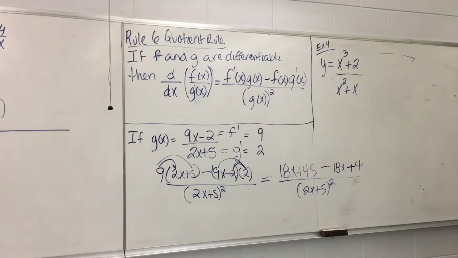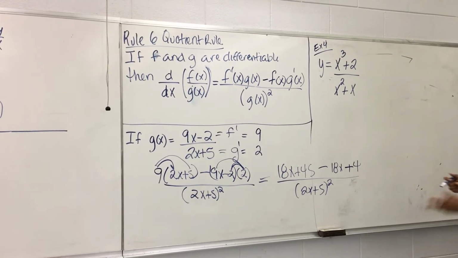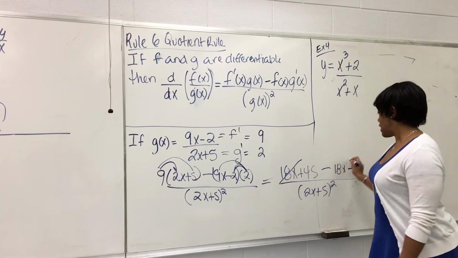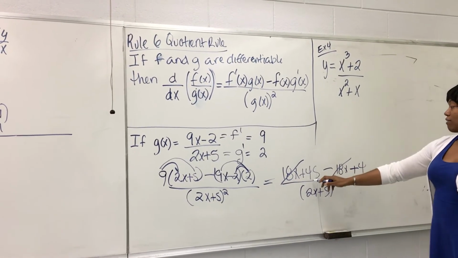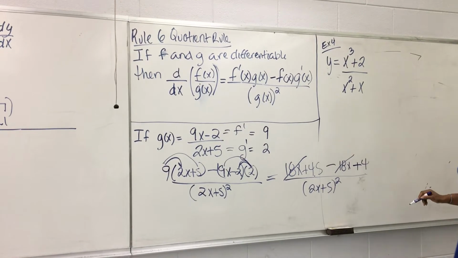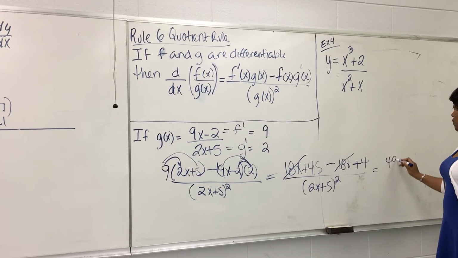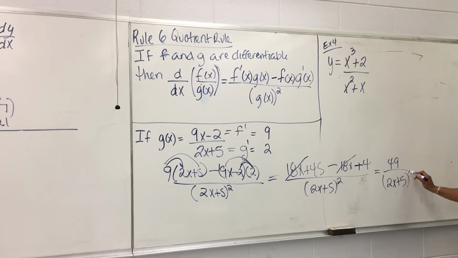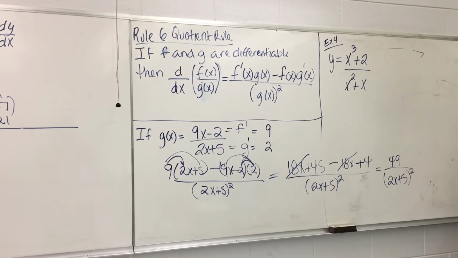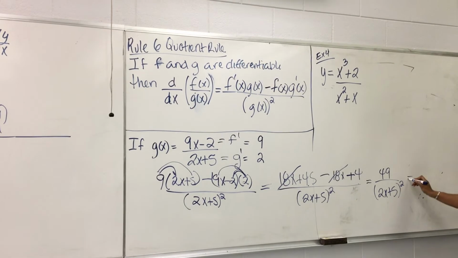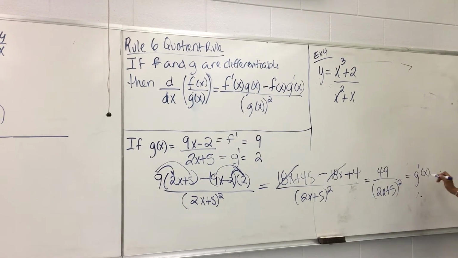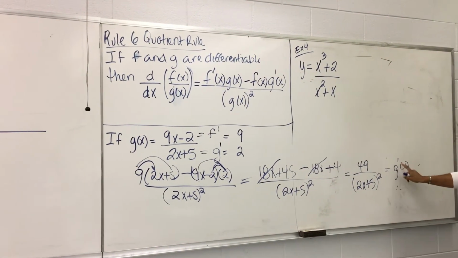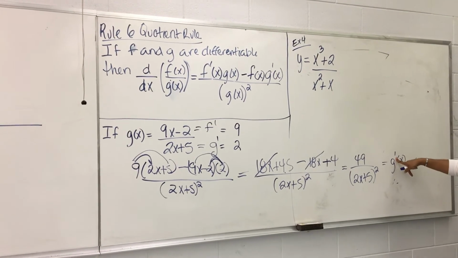So you see what you can combine together here. The 18x cancels out, and now I'm left with 45 plus 4. 45 plus 4 is 49, and this leaves me with 2x plus 5 squared. So that is it. This is my derivative of g of x. And again, make sure you indicate that you're taking the derivative.